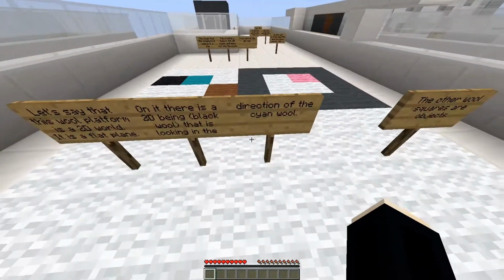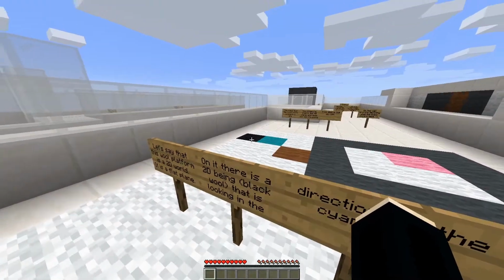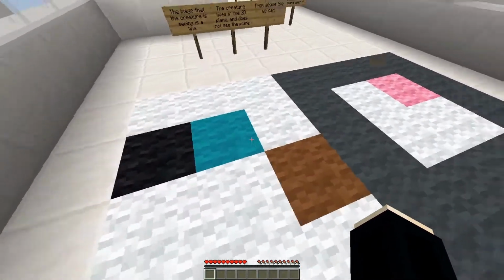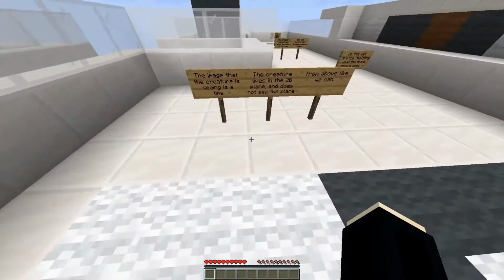Let me read that again. There's a 2D being, which is the black wool, and it is looking in the direction of the cyan wool. So it's looking this way.